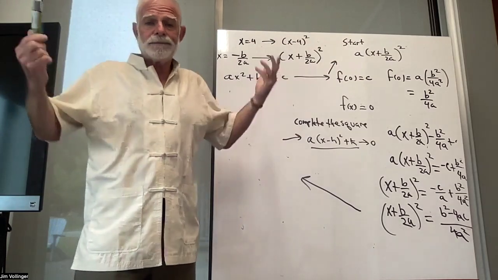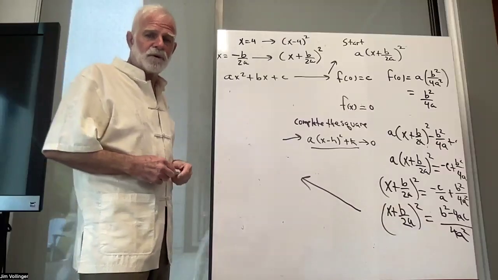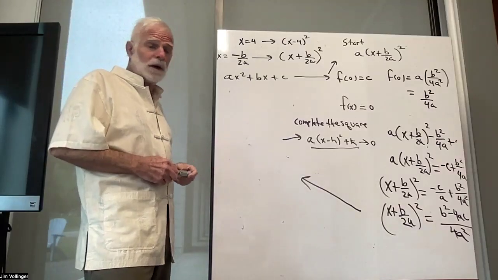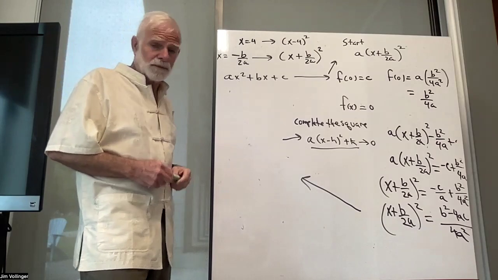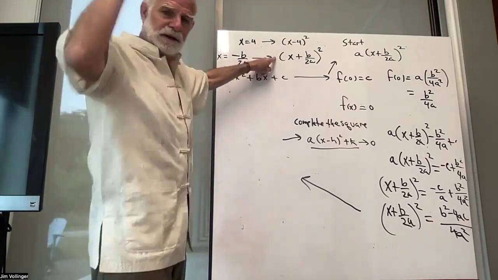Right? Every other square is positive. Square a positive number, it's positive. Square a negative number, it's positive. Square 0, it's 0. 0 is smaller than positive numbers. If I put a negative in front of the parentheses, then it's going to be the biggest number.